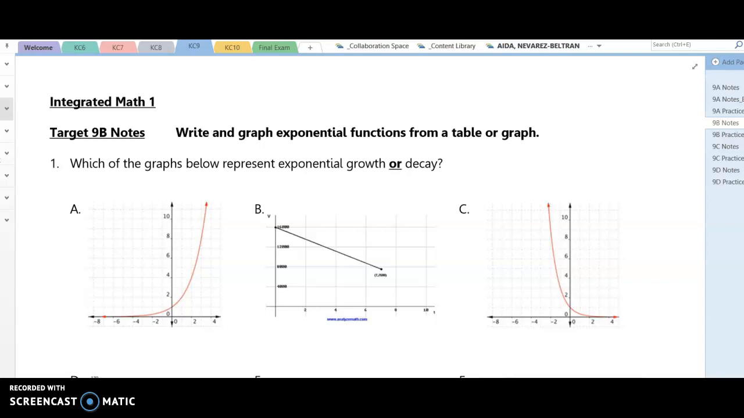Today we're doing Target 9B notes. You guys have been doing great with this e-learning stuff so far, so let's keep up the hard work.